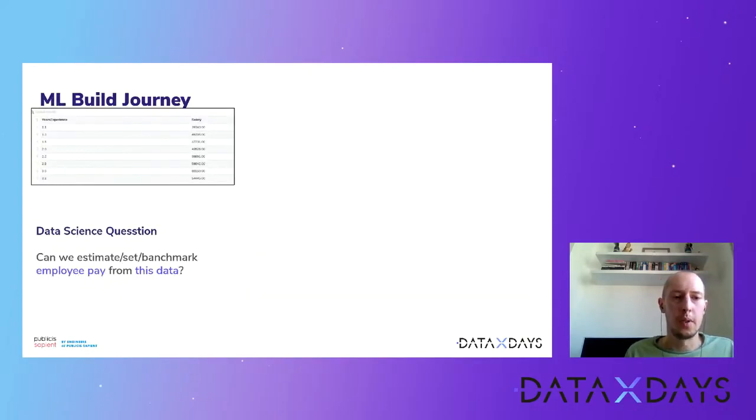Now consider the machine learning build journey. Here we start with a set of data. So we start with a data set. This data set is a very simple data set to represent years of experience and salary. There might be other data points, but if we just simplify for now and assume it's just years of experience, and we start with a question: can we estimate or benchmark employee pay from this data set?